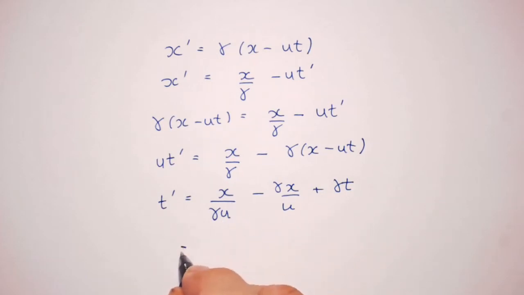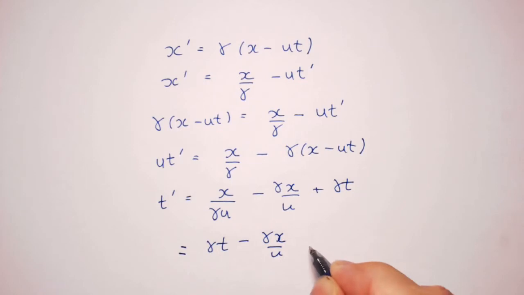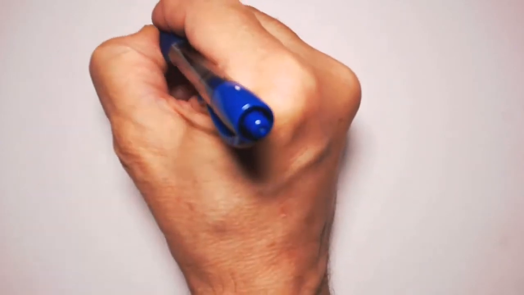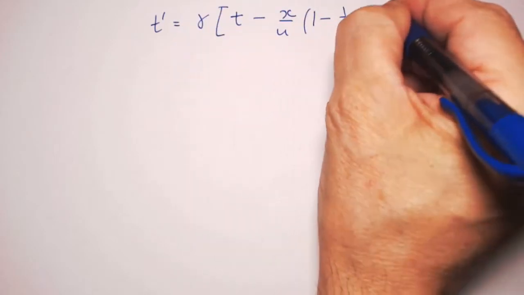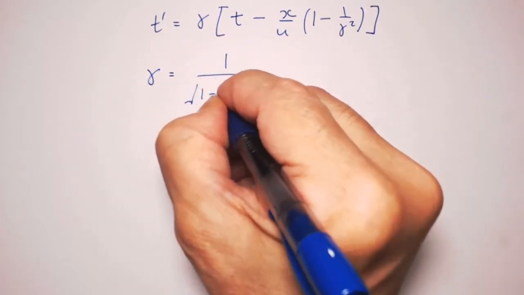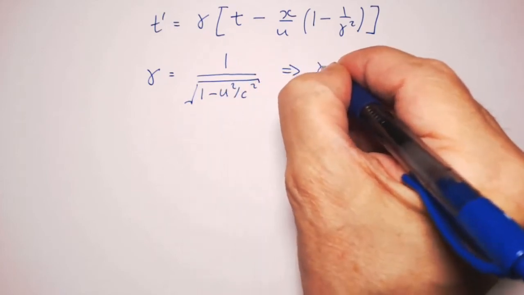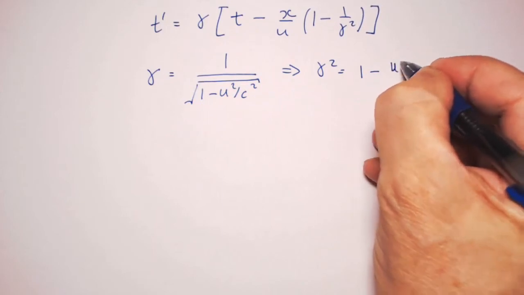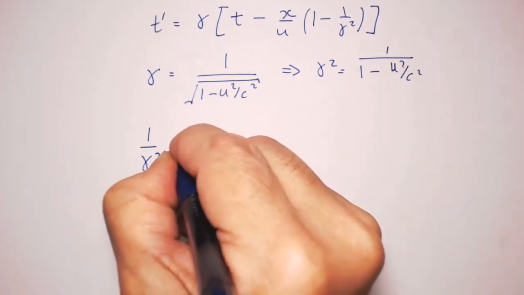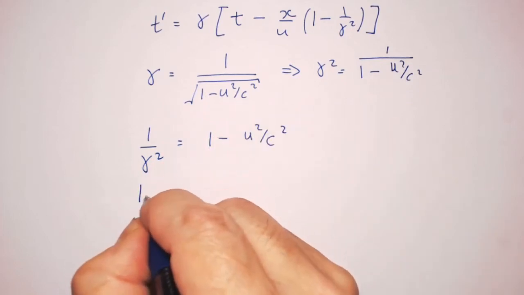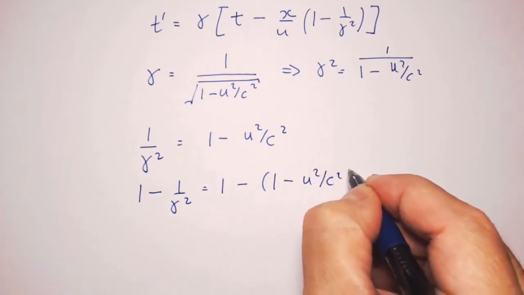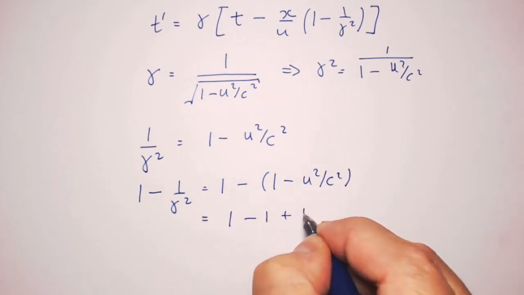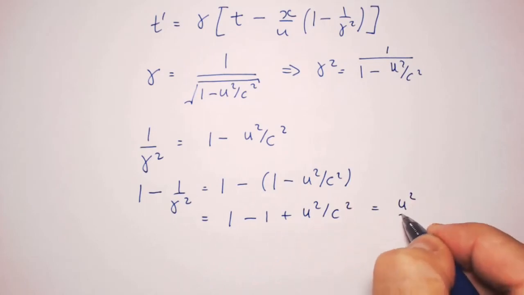Then multiply this term by gamma above and below, so that we have gamma t minus gamma x upon u plus gamma x upon gamma squared u, which is equal to gamma into t minus x upon u multiplied by 1 minus 1 upon gamma squared. Note that since gamma is equal to 1 divided by the square root of 1 minus u squared upon c squared, gamma squared is equal to 1 divided by 1 minus u squared upon c squared, so 1 upon gamma squared is equal to 1 minus u squared upon c squared. So 1 minus 1 upon gamma squared is equal to 1 minus u squared upon c squared, and then the 1's cancel and the minuses multiply to give a plus, and we have u squared upon c squared.